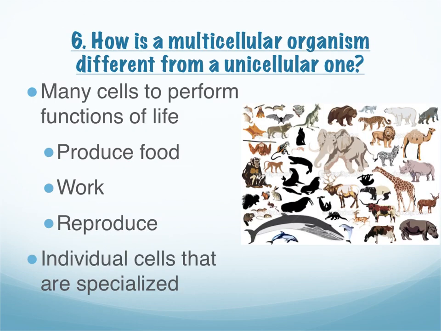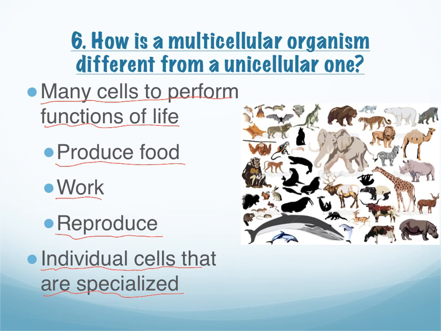So a multicellular organism is different from a unicellular one in that multicellular organisms have many cells to perform specific functions necessary to keep the entire organism alive. There'll be cells that are responsible for producing food, for doing work, whatever that work would be, either movement or breaking down food or getting rid of waste. They'd be able to reproduce. And multicellular organisms are composed of individual cells that have specialized functions.